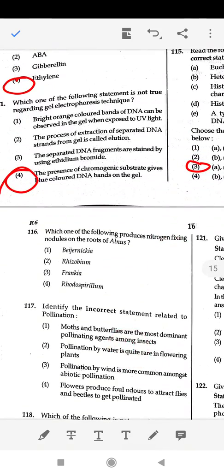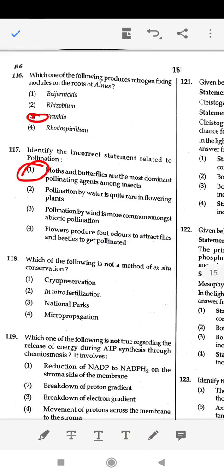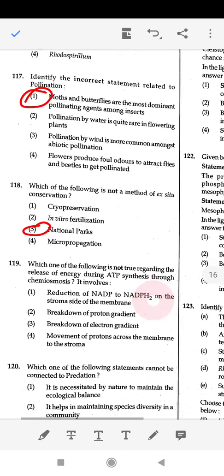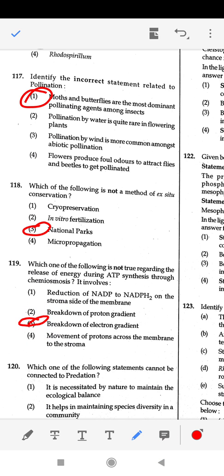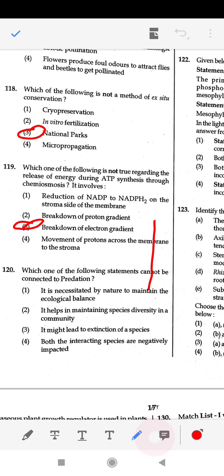Which one of the following produces nitrogen fixing nodules on the roots of Alnus? Frankia. Identify the incorrect statement related to pollination. Moths and butterflies are the most dominant pollinating agents among insects, so this is the incorrect statement. Which of the following is not a method of ex situ conservation? National parks. Which one of the following is not true regarding the release of energy during ATP synthesis through chemiosmosis? It involves breakdown of electron gradient. Next question is, which one of the following statement cannot be connected to predation? Answer will be the fourth one.